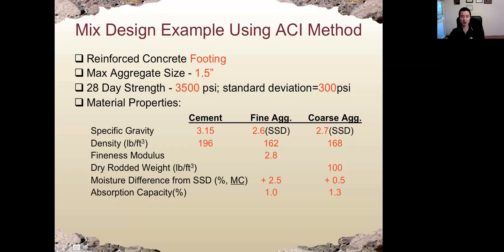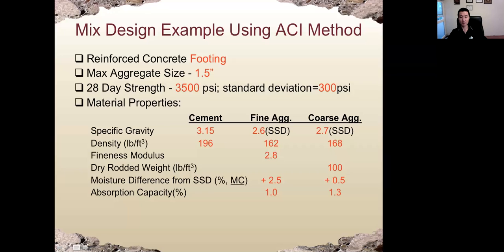For material properties, there is the cement specific gravity. For sand, the specific gravity is 2.6, which is in saturated surface dry condition, and 2.7 for coarse aggregate. The density of materials we can easily translate from specific gravity. For example, 2.6 specific gravity for sand times the density of water, which is 62.4, we get 162. The fineness modulus of sand is 2.8. The dry rodded weight, or the bulk density, of coarse aggregate is 100 pounds per cubic foot.